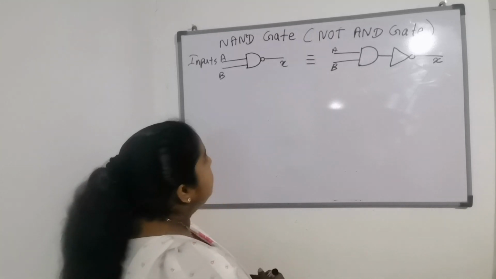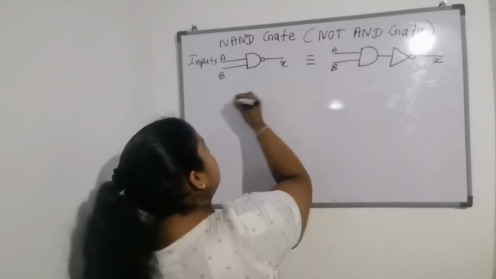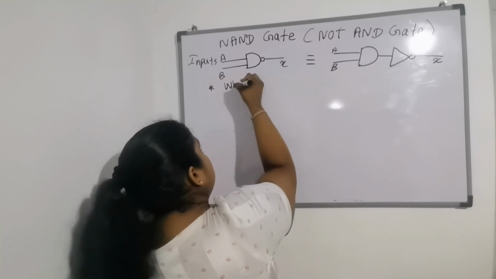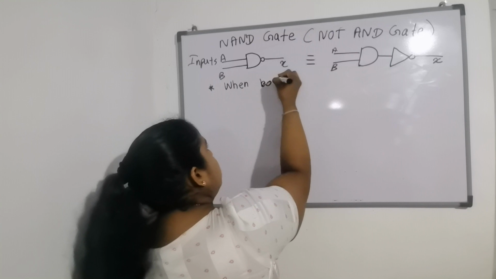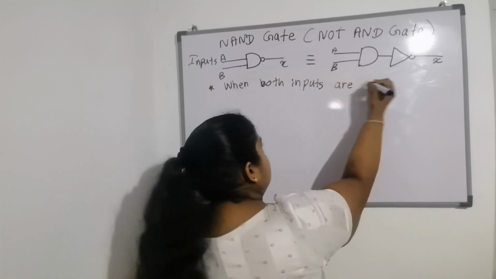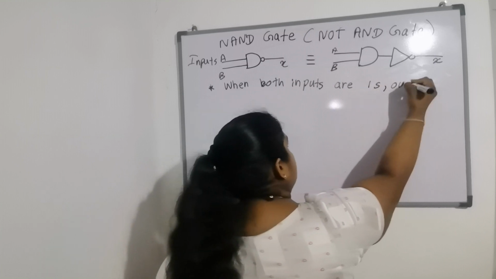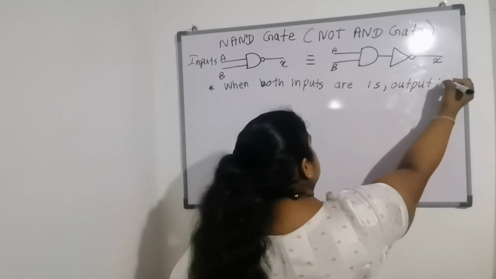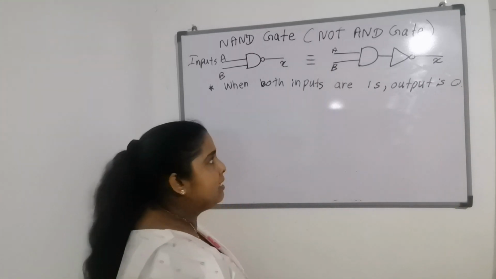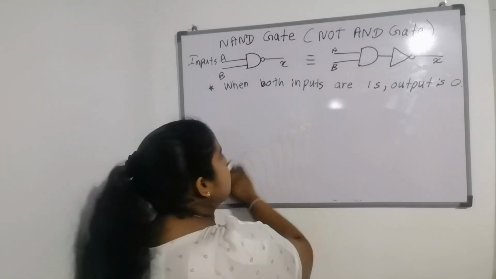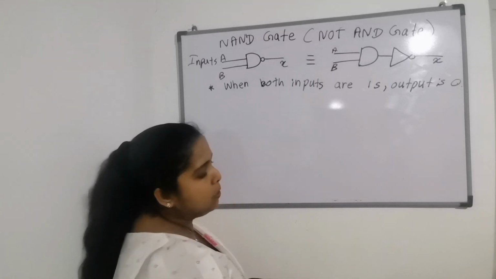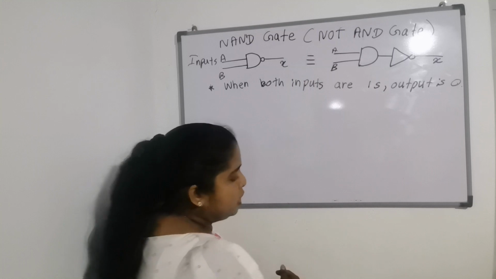First, let's see the NAND gate logic. So the NAND gate symbol is this. What is the main logic? When both inputs are ones, the output is 0. That's the main logic behind this. So let's draw the truth table. Let's draw the truth table by using the AND gate truth table so that you can understand it much better.